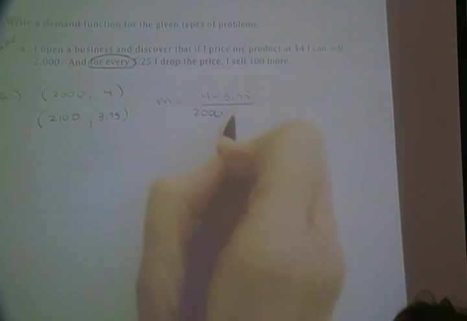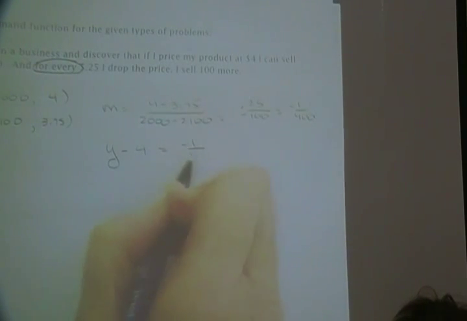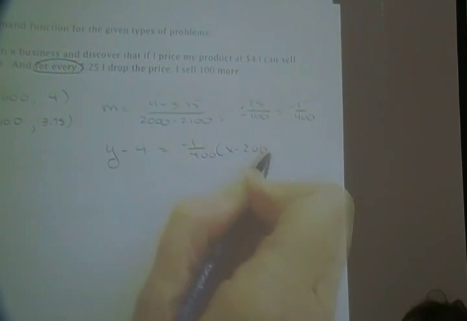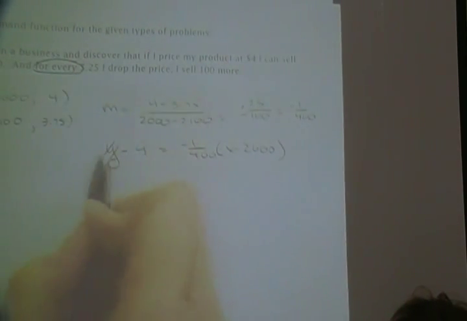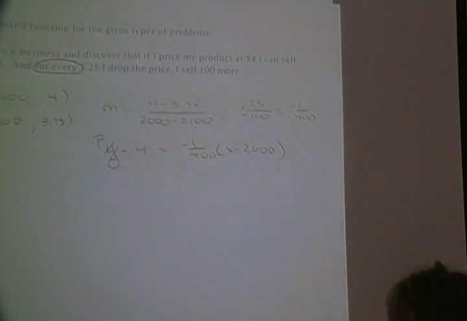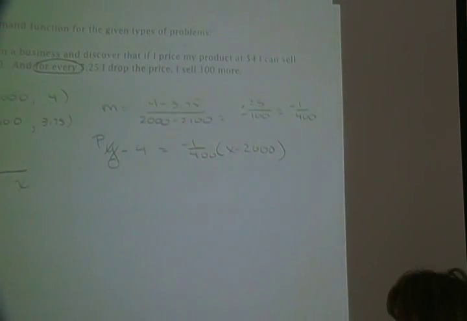The slope, 4 minus 3.75 all over 2,000 minus 2,100, 0.25 over negative 100, negative 1 over 400. So there's my slope. And I'm going to write y minus a y value equals the slope times x minus the x value. And y is p. Y represents the price every time, because when you're doing a demand function, you graph your p on the y-axis and your x, which is units, on the right.